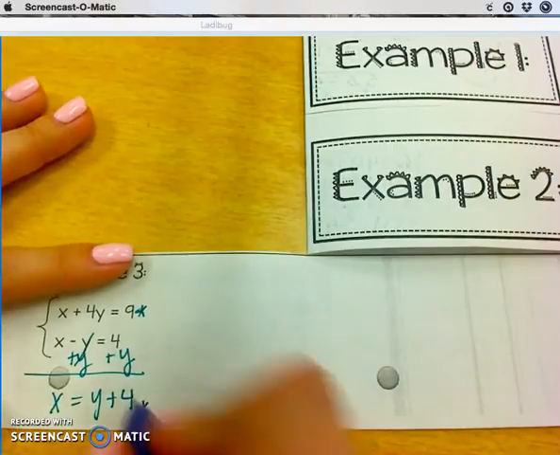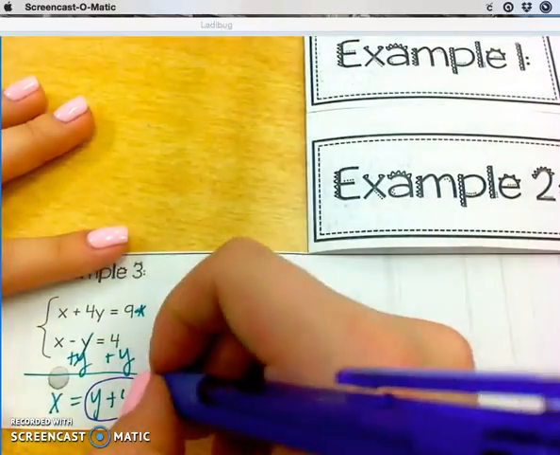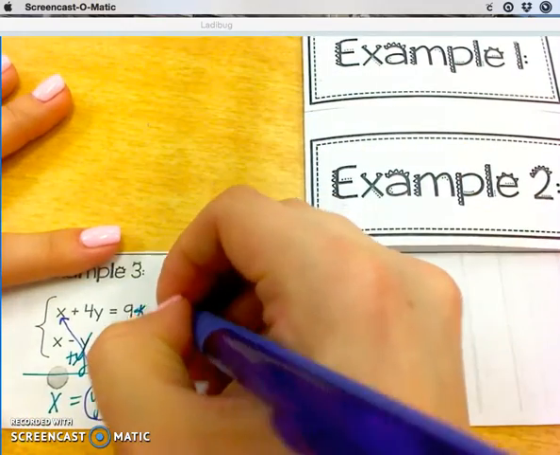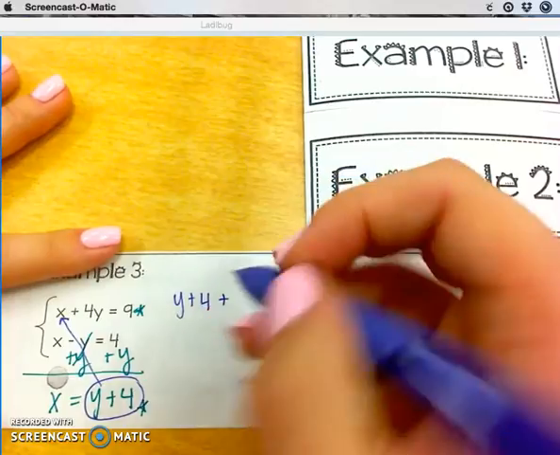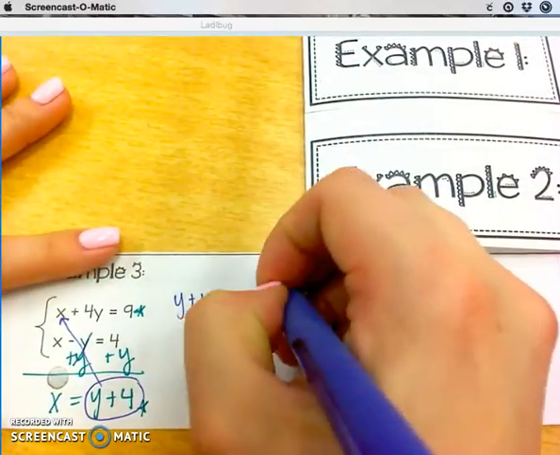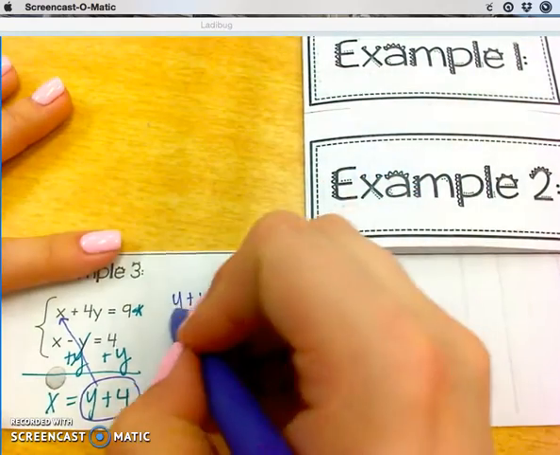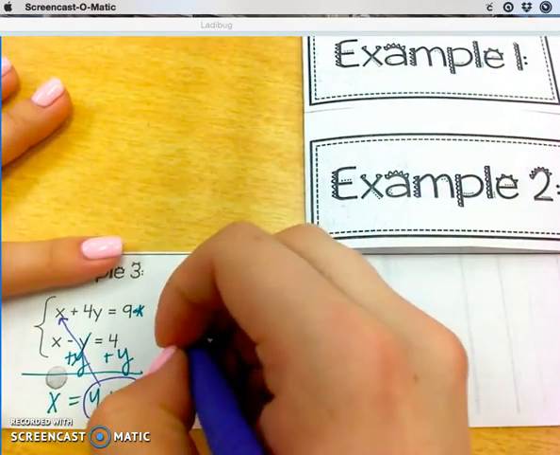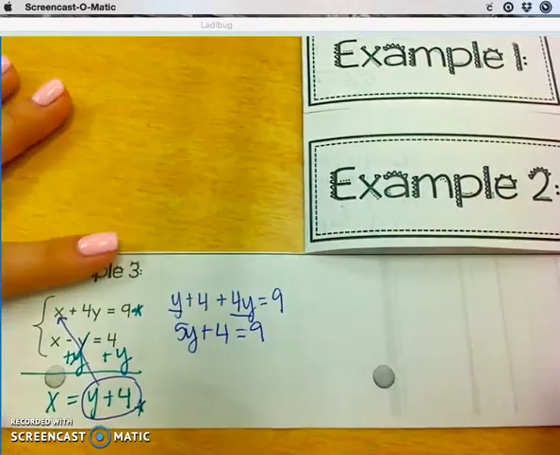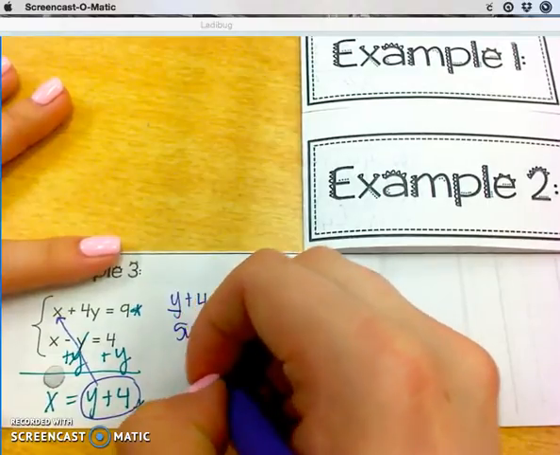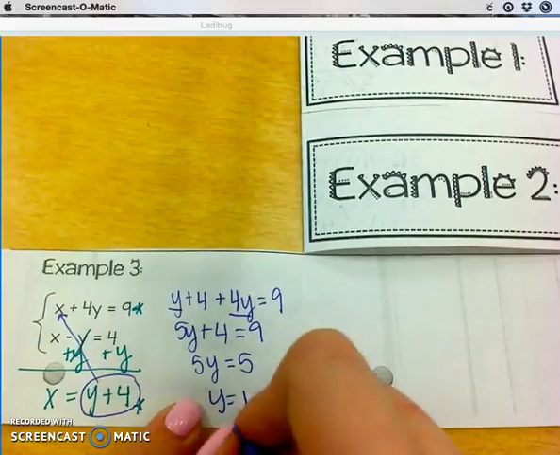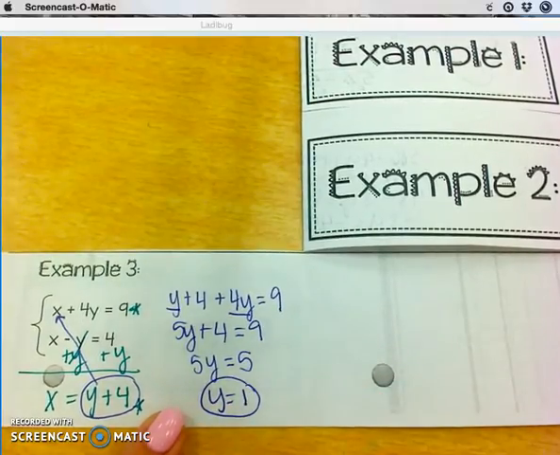Now I said that this is what x equals, so it's going in the place of x in the top equation. So y plus 4 plus bring over everything else, 4y equals 9. My like terms, y and 4y are 5y. Plus 4 equals 9. Subtract 4. 5y equals 5. Divide by 5. Y equals 1. My y value.